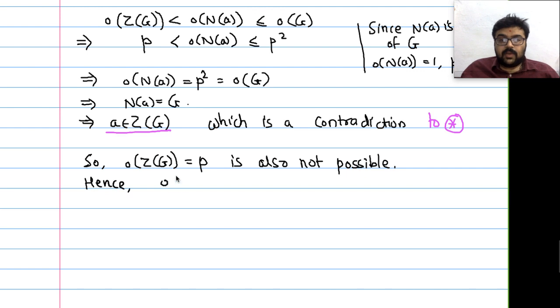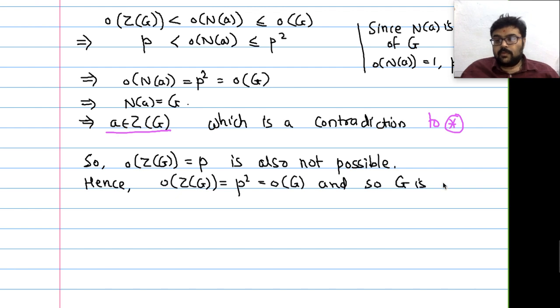So the only case we have is order of Z(G) equals P squared, equals order of G, and so G is abelian. Right, so this is the first application which we have done, that every group of order P squared is abelian. We used the fact that we proved first, that if G is a P-group, that means if order of G is a power of a prime, then the center is always non-trivial.